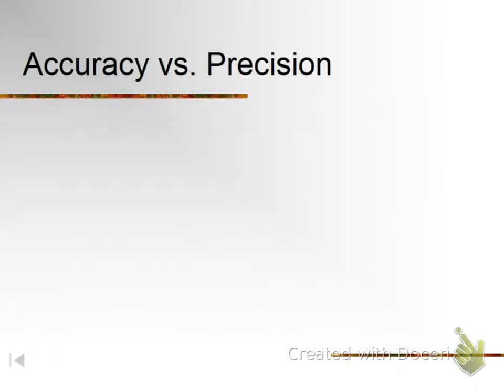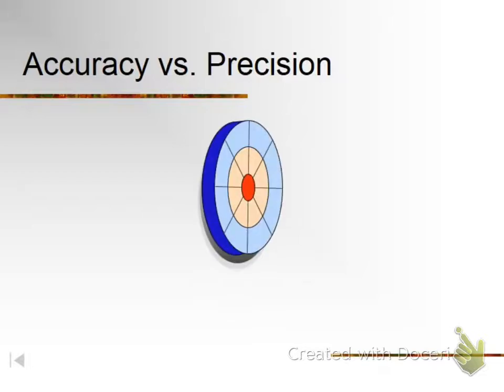So here's my first dartboard. The person throwing this, are they accurate? No, but are they precise? Yes. So they would have poor accuracy but good precision. Okay?